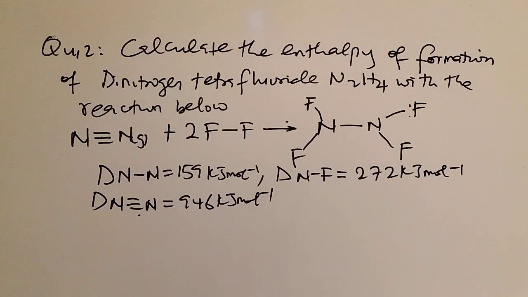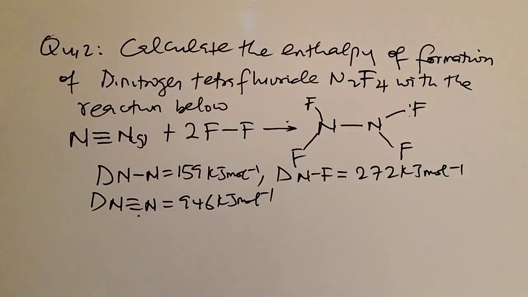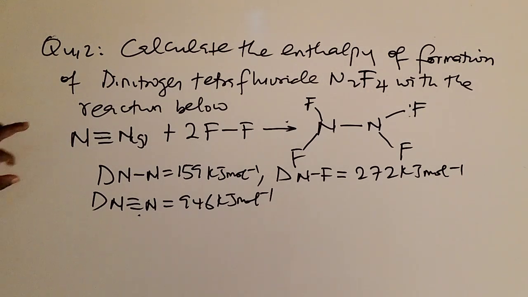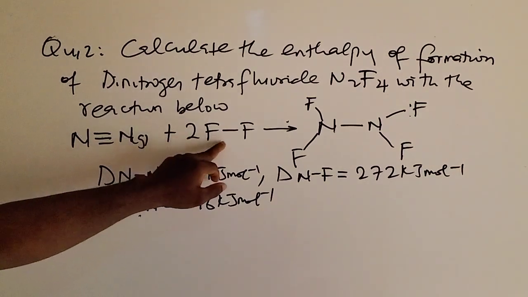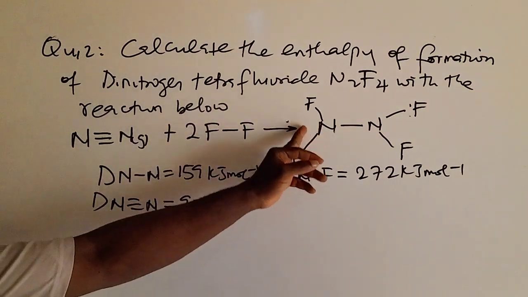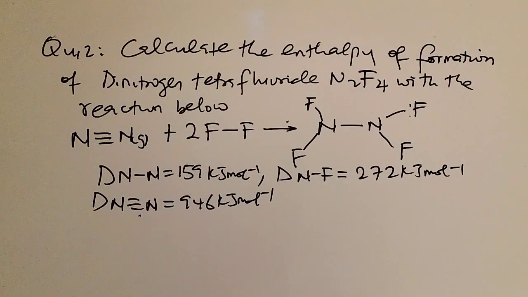Still on bond energy or enthalpy of formation, we're taking example 2 that says calculate the enthalpy of formation of dinitrogen tetrafluoride, N2F4, with the reaction below. So we have a nitrogen molecule, 1 in front, reacting with 2 molecules of fluorine to produce 1 molecule of the compound N2F4, dinitrogen tetrafluoride.